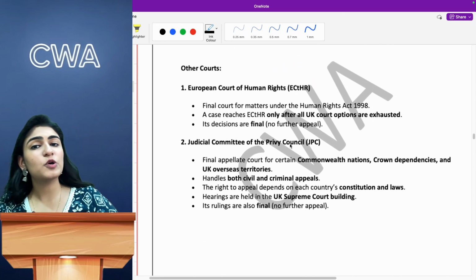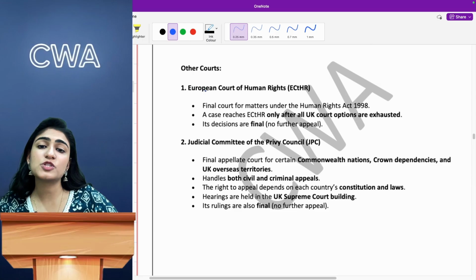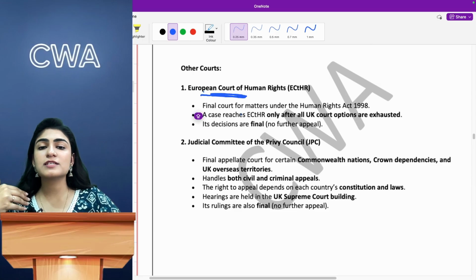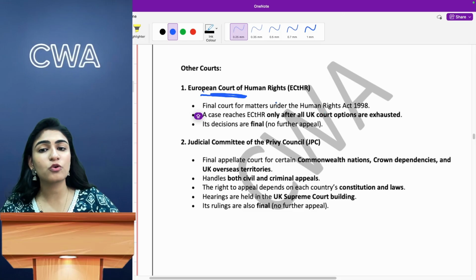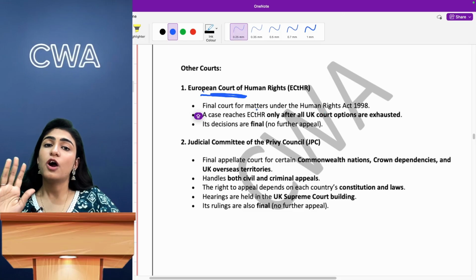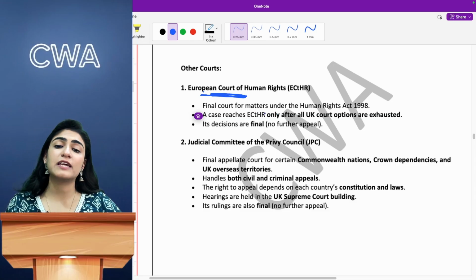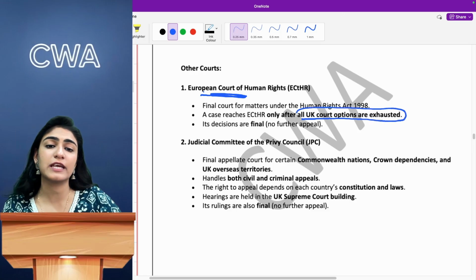Now, there are a few other courses as well. I'll just quickly cover that. The first one is the European Court of Human Rights. It is a final court for matters under human rights. So you can go to this court only and only if the matter is as per human rights. A case reaches here only after all UK court options are exhausted.